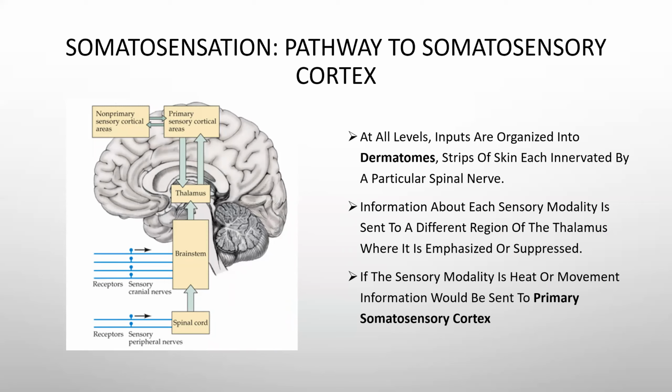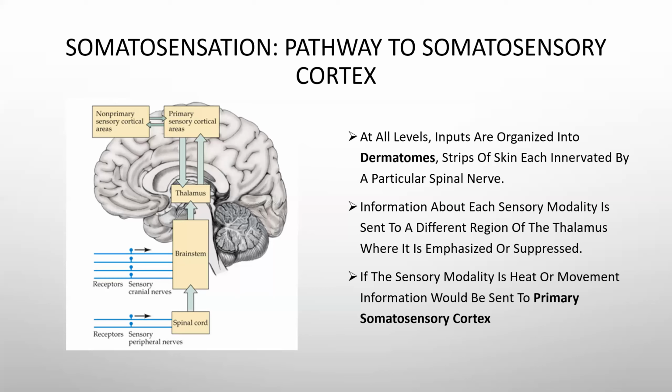If it's a heat modality, if it's a stretch modality, if it's a pain modality, it's going to be sent to the thalamus, and the thalamus is going to then act like that switching station, saying, okay, which one of these is it? And so at the bottom, I put, if the sensory modality is heat or movement information, then it would be sent to the primary somatosensory cortex.